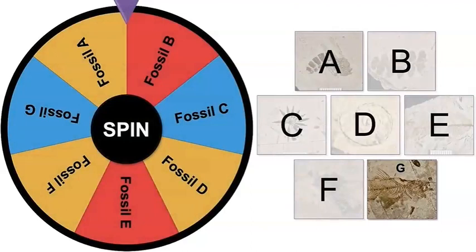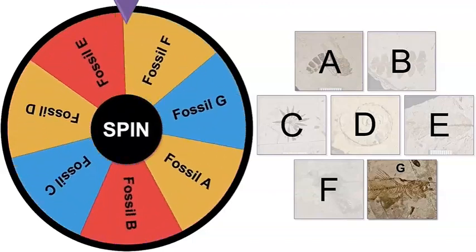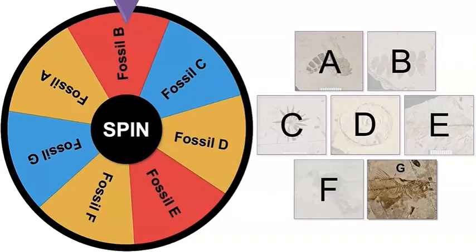That's what I'm thinking. Great work observing fossil G. Let's take another spin. 3, 2, 1, spin. Round and round our spinner goes. Oh, B is next.